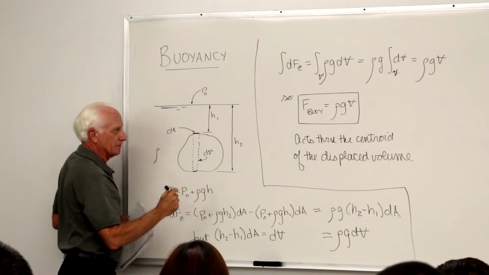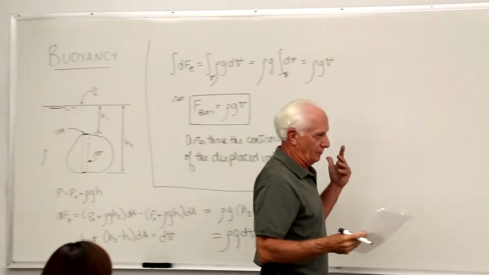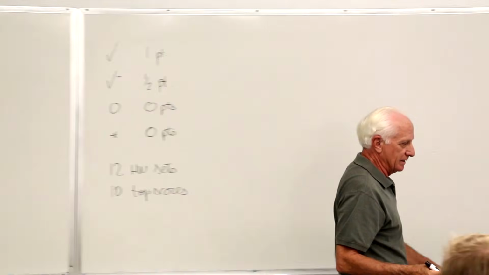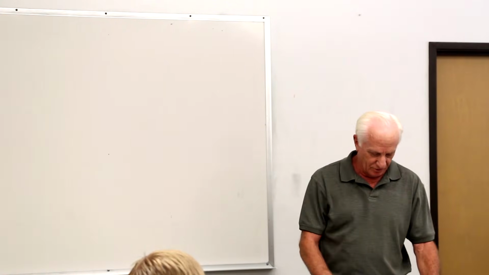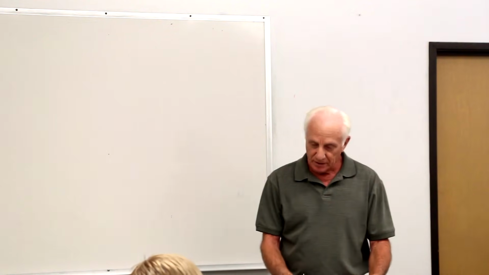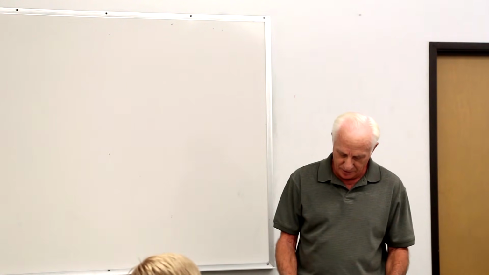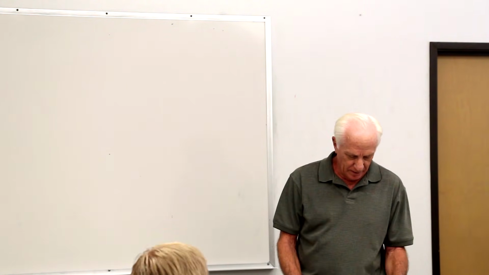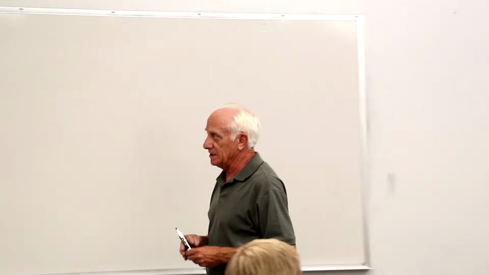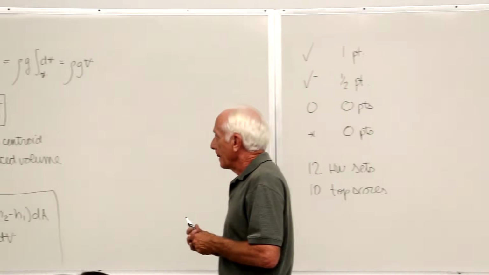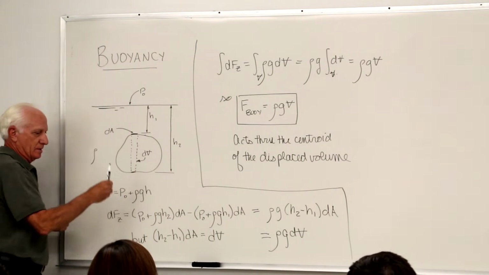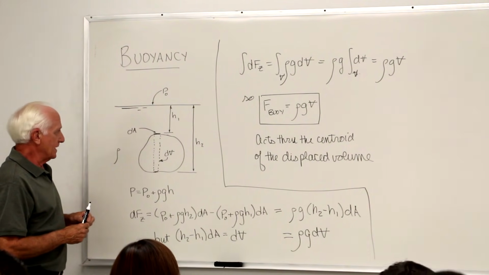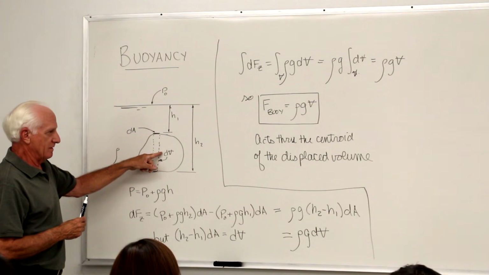Oh, you can go through the proof just like we did previously. The textbook doesn't do it. They just say it goes through the centroid of the displaced volume. But you can go through all the gory details. Archimedes principle, of course. Archimedes principle from science. So, which way does the buoyant force act? Upward. Okay. What does it act through? The centroid of that volume.